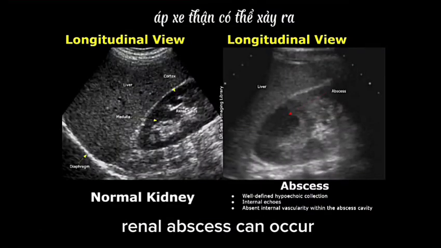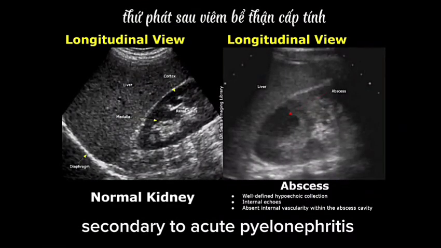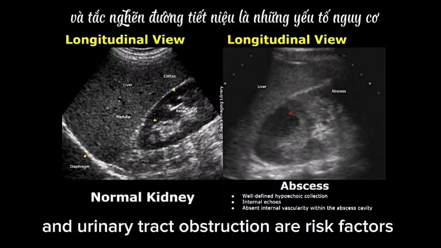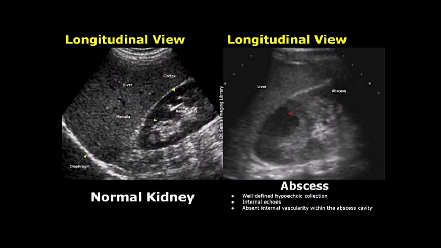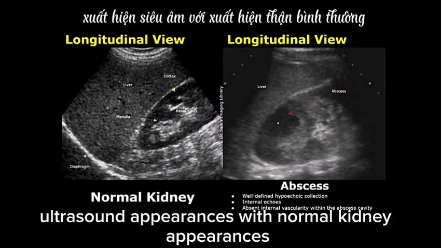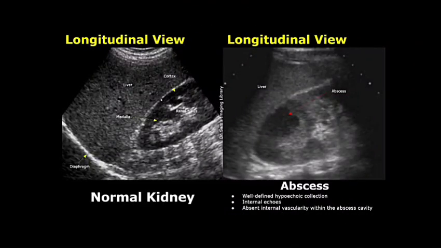A renal abscess can occur secondary to acute pyelonephritis. Kidney stones, diabetes mellitus, and urinary tract obstruction are risk factors. We will compare the renal abscess ultrasound appearances with normal kidney appearances for a better understanding.